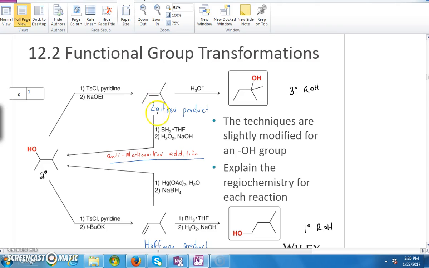You get the Zaitsev product. Notice that this is tosyl chloride. Tosyl chloride is used to convert the OH to OTs, or the tosylate, which becomes an excellent leaving group. And so in the presence of a base, the reaction can go E2 to give exclusively the Zaitsev product.